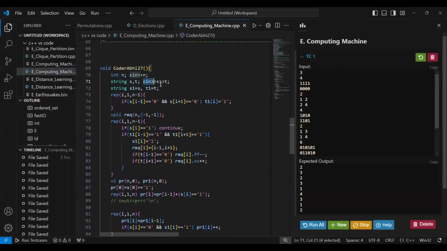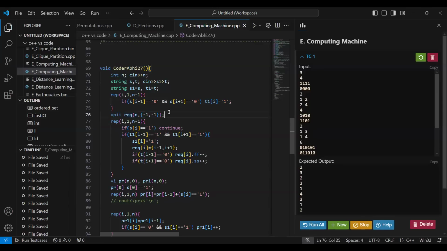Okay, so first we took the input S and T, and then we have this S dash and T dash, which I am taking as S1 and T1. I just initialize S1 equal to S and T1 equal to T. And then I did the conversion. So from 1 to n minus 1, I went. And then for any I, if S of I minus 1 and S of I plus 1 are both 0, then we can convert T1 of I to 1. This way we are converting T dash, whichever were convertible, from 0 to 1. Now we store this required vector of pair.